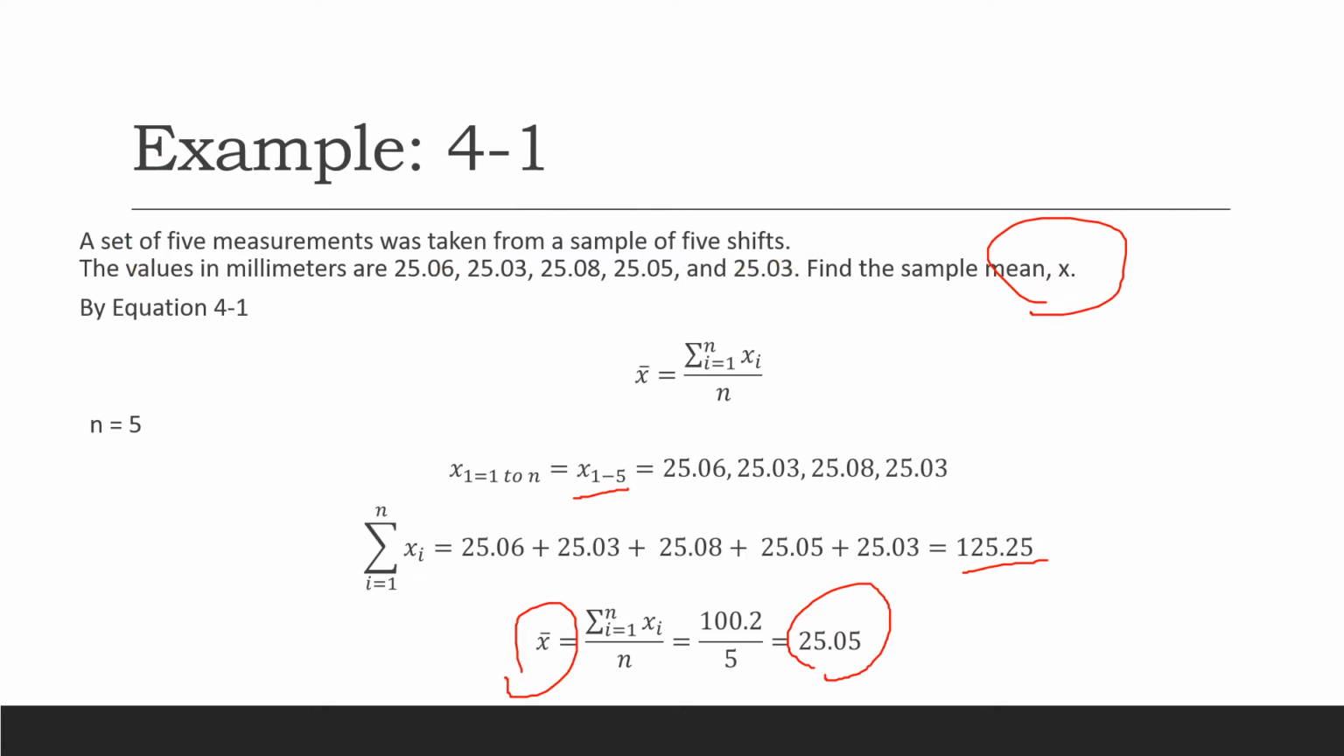Alright. The problem doesn't say what the measurement is, only says the measurement, so it can be something.